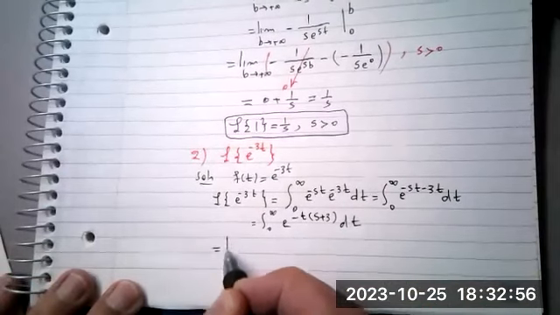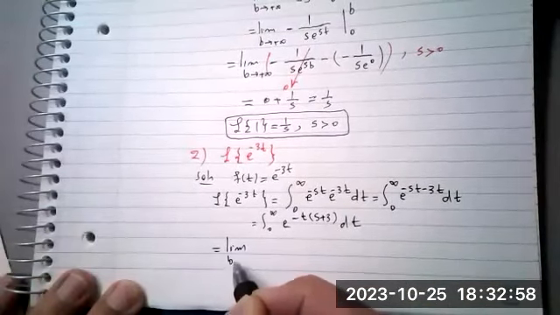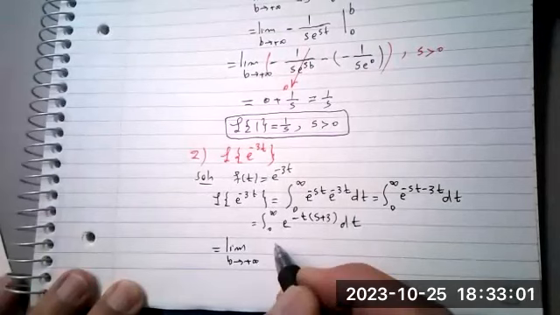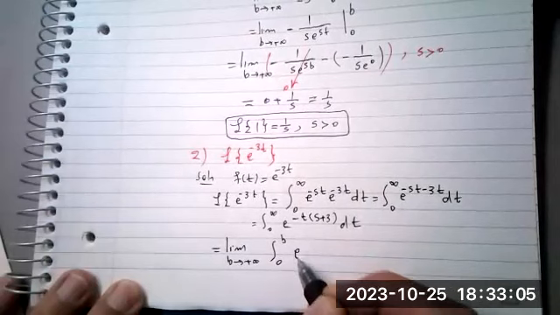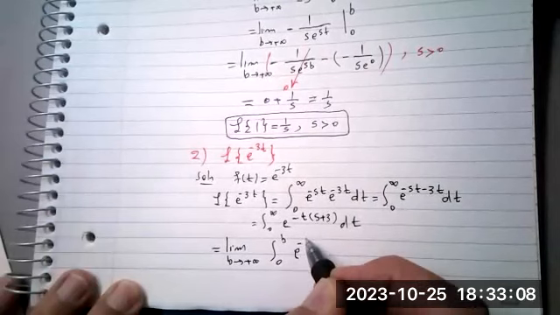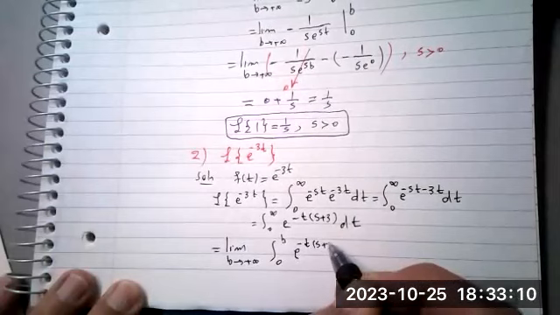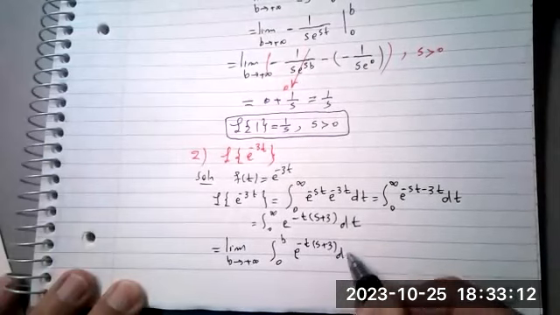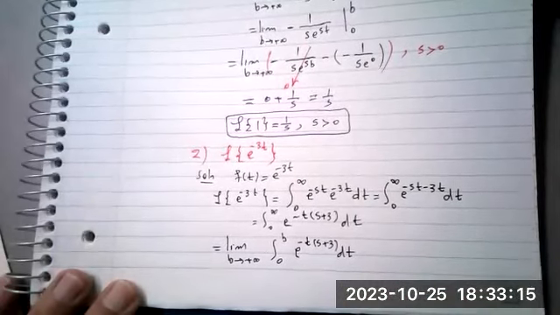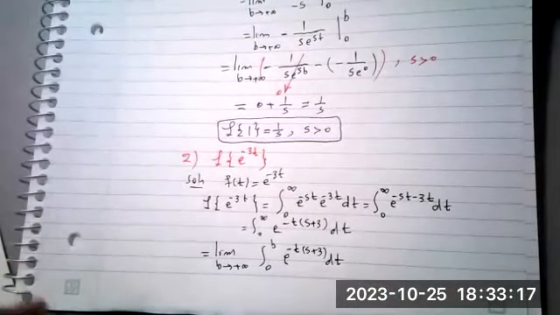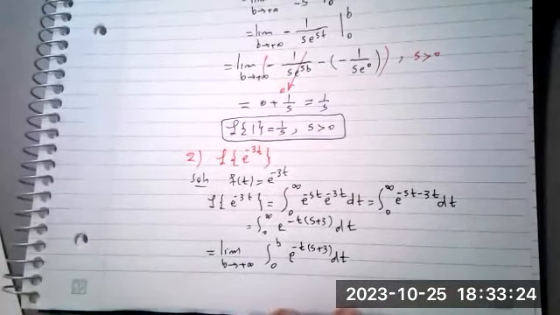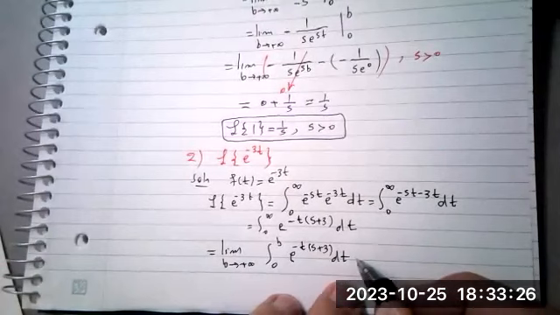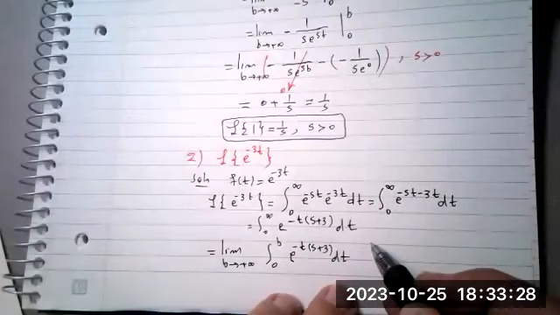So it's going to be equal to the limit as b goes to positive infinity of the integral from 0 to b of the function e to the negative t times s plus 3 dt. Easy to integrate. Exponential function never changes. You get the same one, but you have to divide by u prime. What's u prime here? It's negative s plus 3.